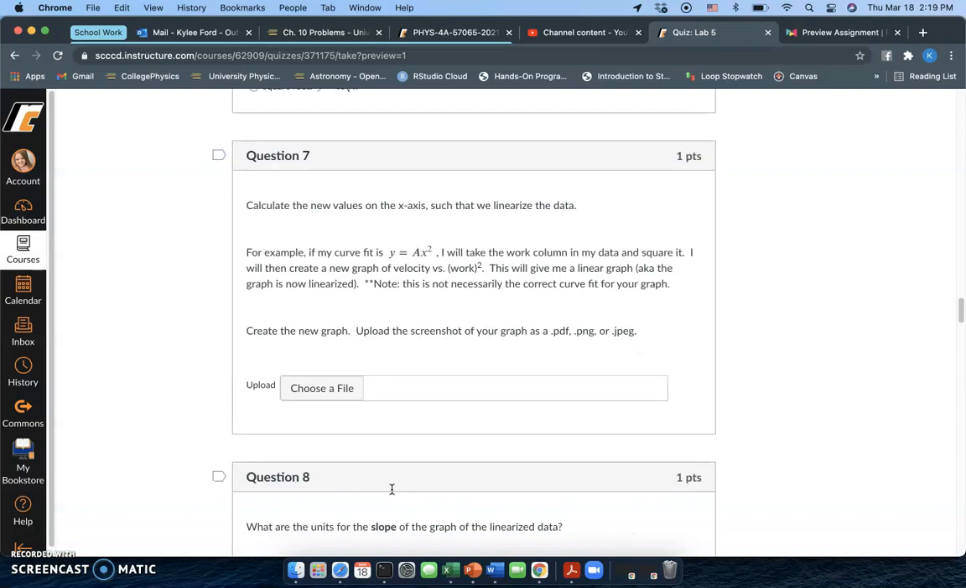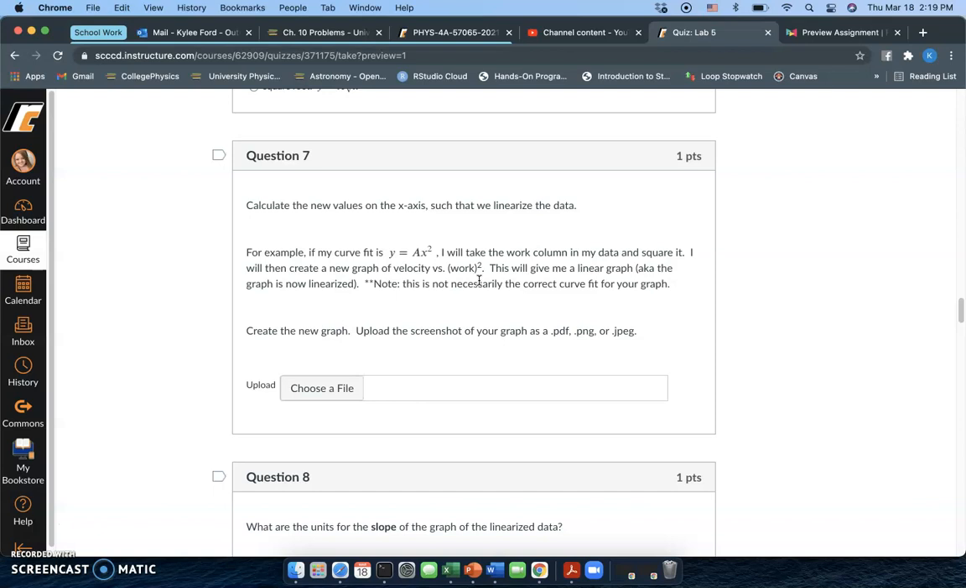Then from there, you can linearize your data, and I have an explanation on how to do that. For example, if my curve fit is y equals ax squared, note that is not necessarily the correct one for your curve, so don't think that because I'm using that as an example that it's necessarily the correct answer. I will then take the work column in my data and square it. When I create a new graph, I'll have a velocity versus work squared graph, and that will make my graph linear. So my graph is now linearized.